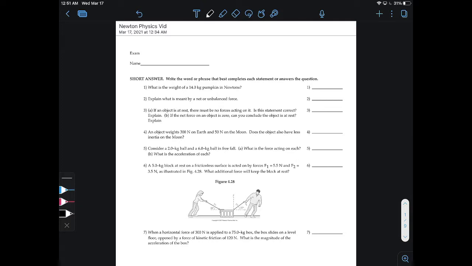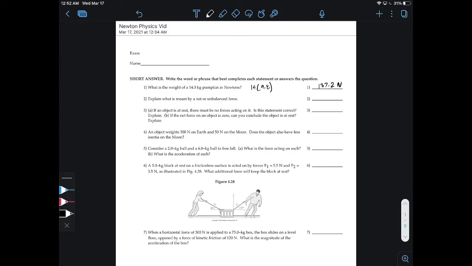We have a weight of the pumpkin in newtons. So in order to transfer it into newtons, all we have to do is just 14 times 9.8. So the force of gravity, the acceleration of gravity on Earth. And that will yield us 137.2 newtons.